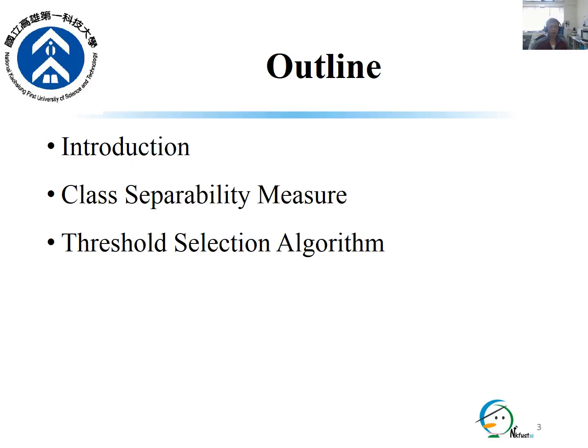The outline of this lecture includes introduction about the definition and the formulation of global thresholding, class separability measure about the criteria used in the Otsu algorithm to measure the goodness of the threshold value, and threshold selection algorithm about the implementation detail of how to select an optimal value for thresholding.